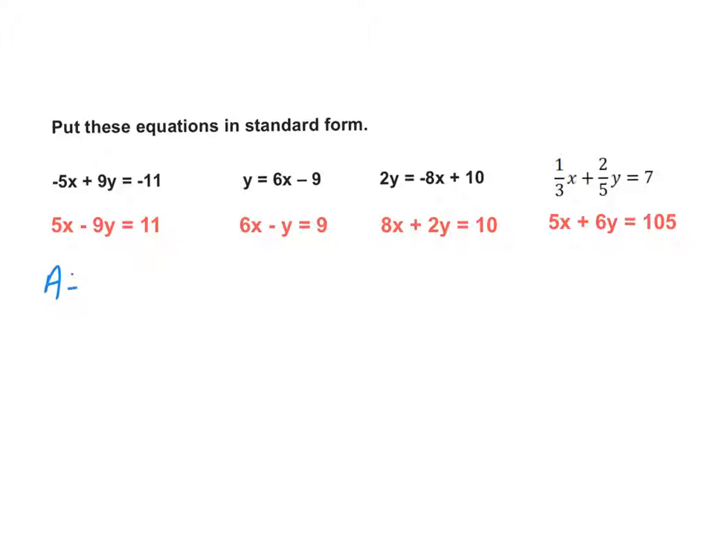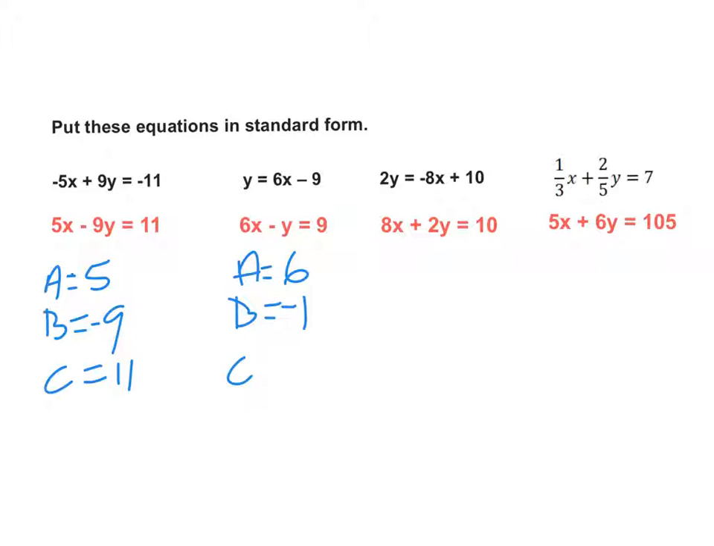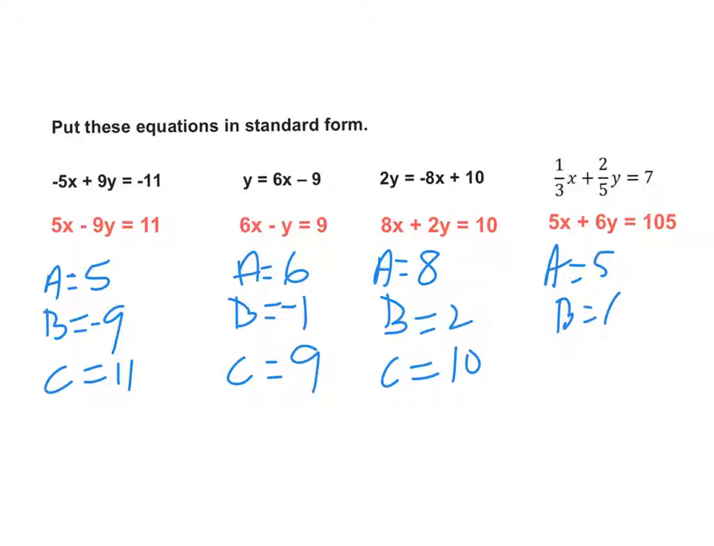A for this problem is what? 5. What is B? C? Okay? A for this one. B. Here's a tricky one. -1. Very good. How about C? A is 8, B is 2, C is 10. And the last one, A is 5, B is 6, C is 105. Okay? Any questions on that? Yes? How'd you get it -9 when it was positive?